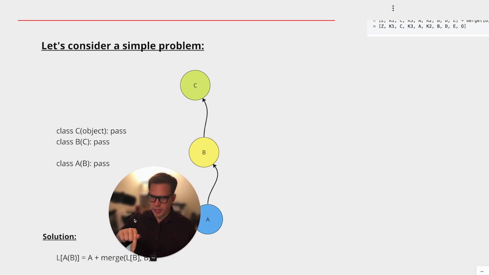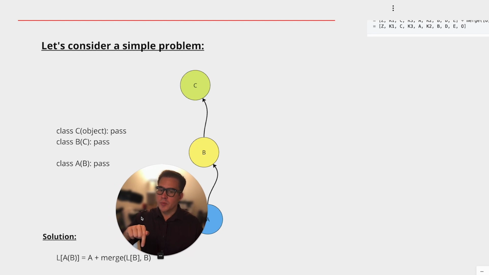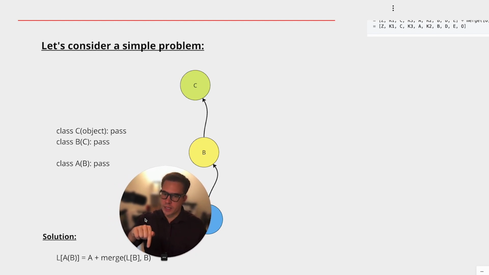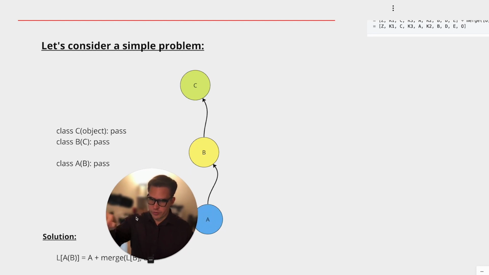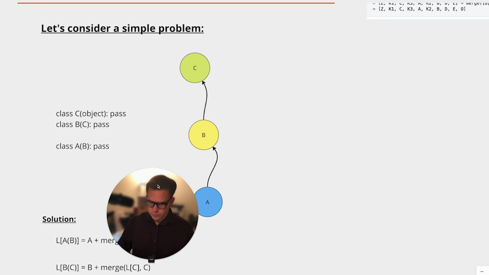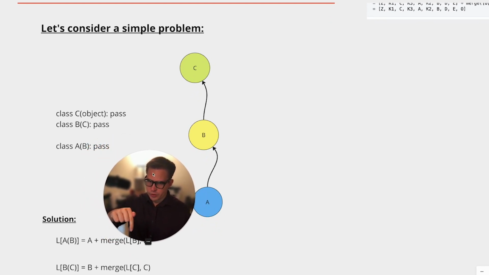So linearization of B doesn't depend on anything else. That's all we put. But then we need to put comma B. So we need to put the class itself here, not just the linearization, but the class itself. And that's it. Now there's a recursion. So we resolve what this merge is. All right.